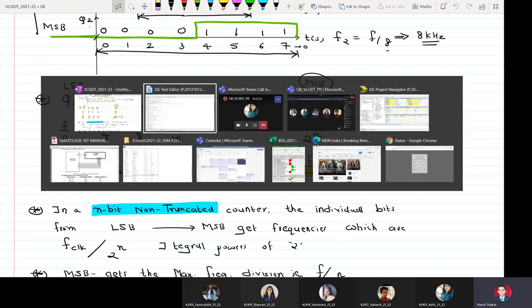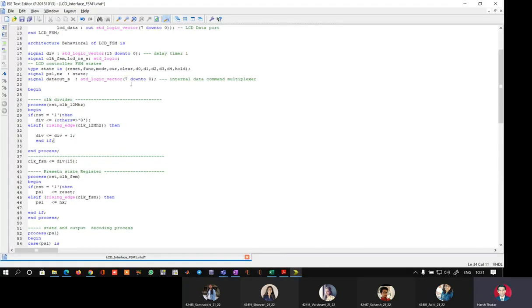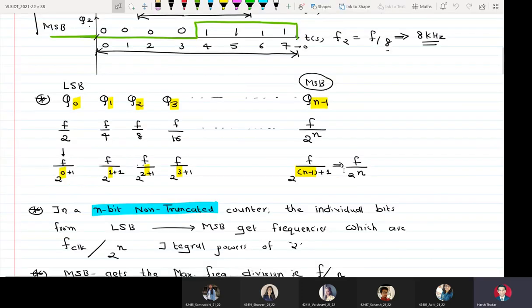That means what? In our case, we have defined a 16-bit vector div. In the first process, I am incrementing the 16-bit vector by 1 every falling edge of the clock. So the question is that if I am assigning div 15, that is the MSB bit of the 16-bit counter, to clock underscore FSM, what is the value of this particular bit? The answer lies here.